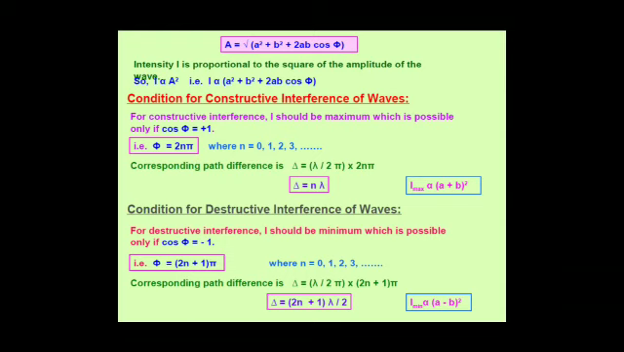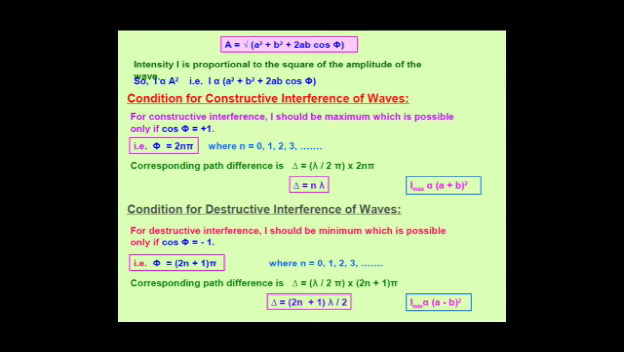For the minimum intensity or destructive interference, cos phi should be -1, which is only possible when the phase difference between the two superimposing waves is pi or 3 pi or 5 pi or 7 pi or 9 pi and so on, or (2n plus 1) pi, again where n is equal to 0, 1, 2 or 3. Corresponding to it, path difference will be (2n plus 1) lambda by 2. Using this, the minimum intensity of the resultant wave can be (A minus B) whole square.